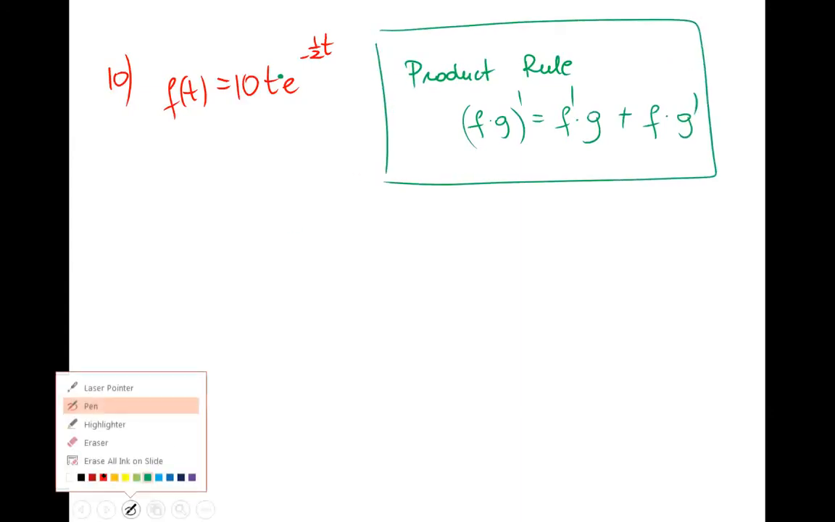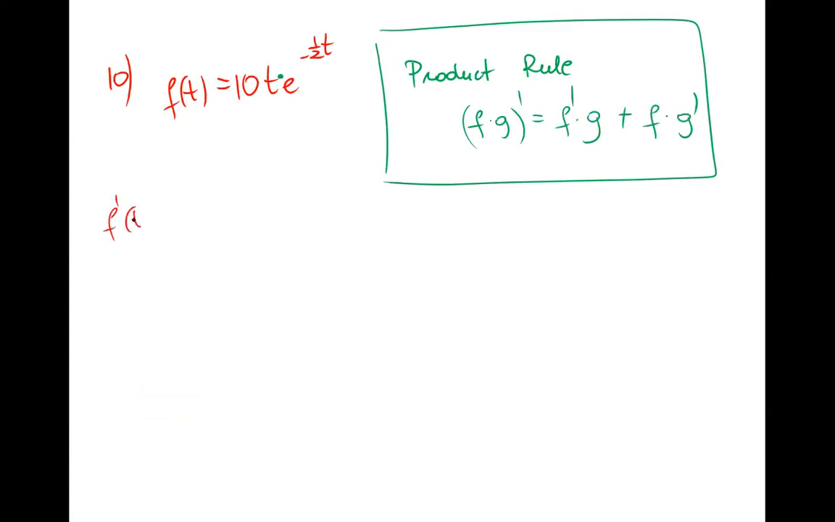Okay, and let's do it. That means I do have my first function and I do have my second. The derivative of 10t is just 10 times the second function, plus 10t times the derivative of the second function, which is exponential. The derivative of e to the negative half t is just e to the negative half t and times that coefficient of t, negative half.